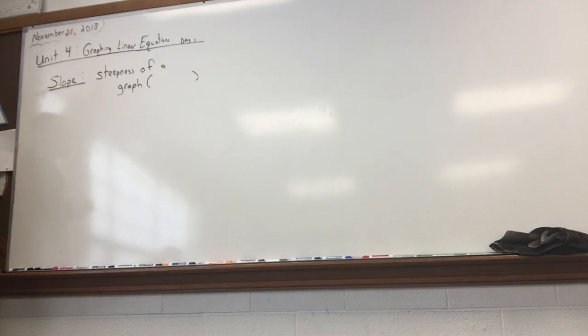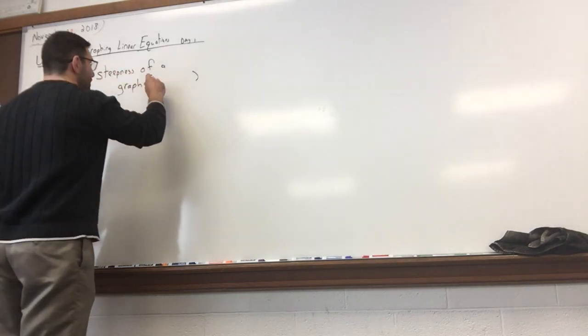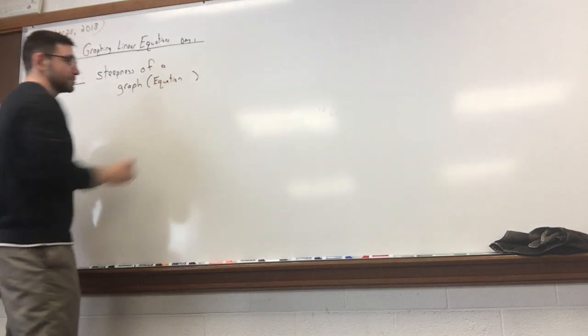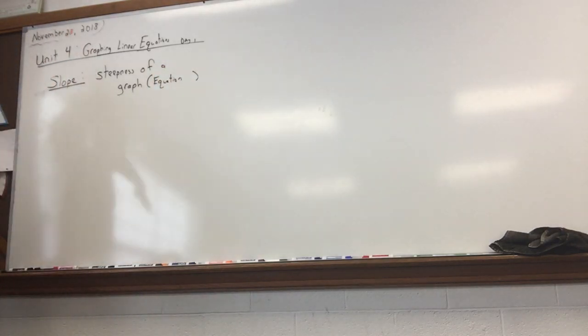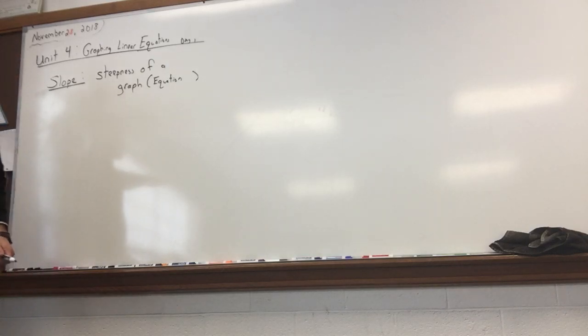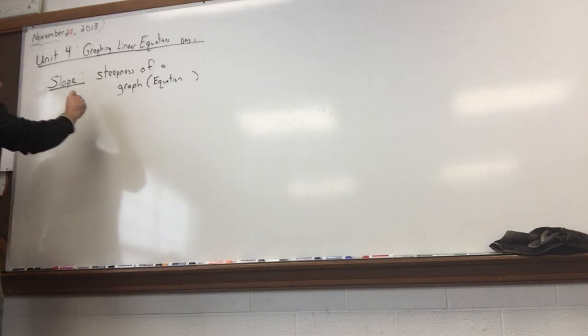Think about what we just did in our warm-up. What are we actually graphing? Oh, it's going to be an equation. So it's the steepness of the equation. And by steepness, it can go downhill, it can go uphill. It can go really, really uphill, it can go really, really downhill, or it can be almost flat. Okay? So slope is the steepness of the graph.